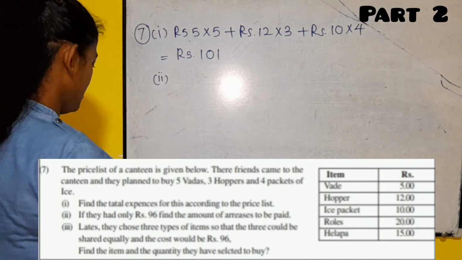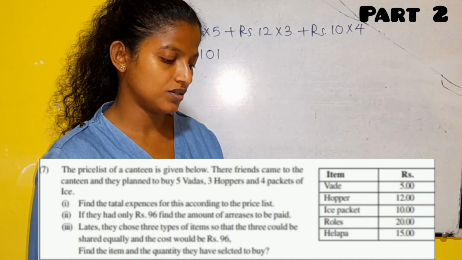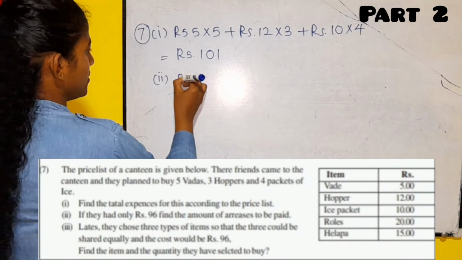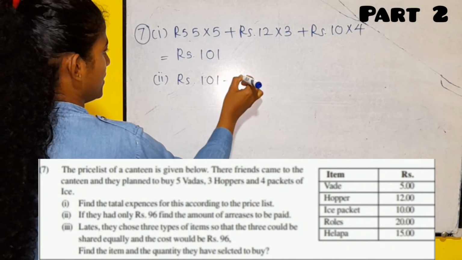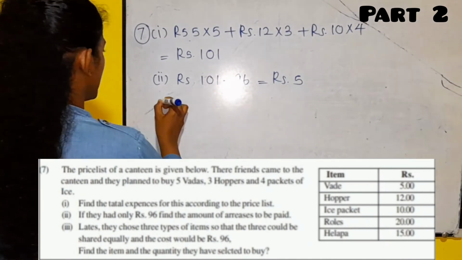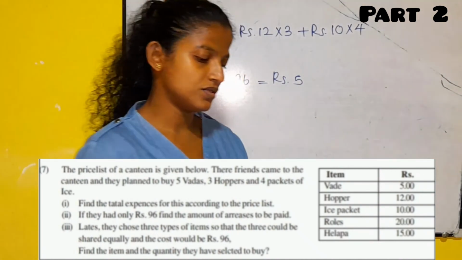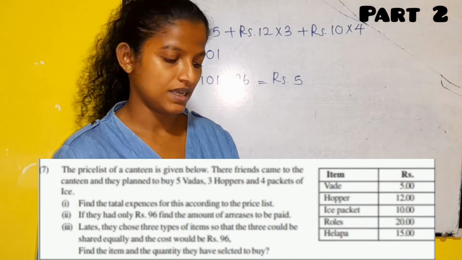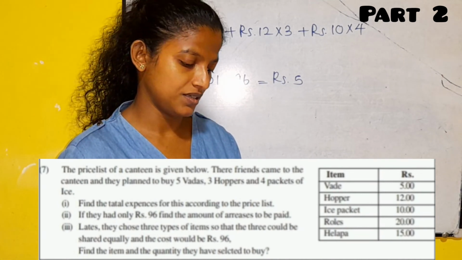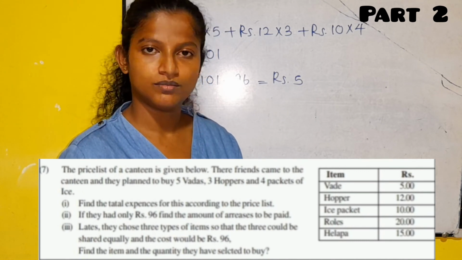Then second question. If they had only 96 rupees, find the amount of arrears to be paid. 101 rupees minus 96. That is equal to 5 rupees. Question number 3. Later, they choose 3 types of items so that they could be shared equally and the cost would be 96 rupees. Find the item and the quantity they have selected to buy.